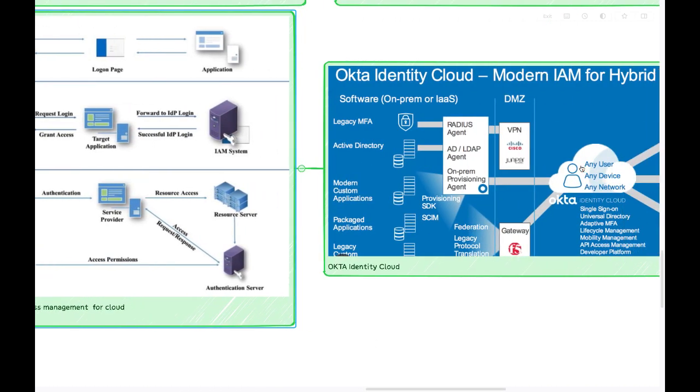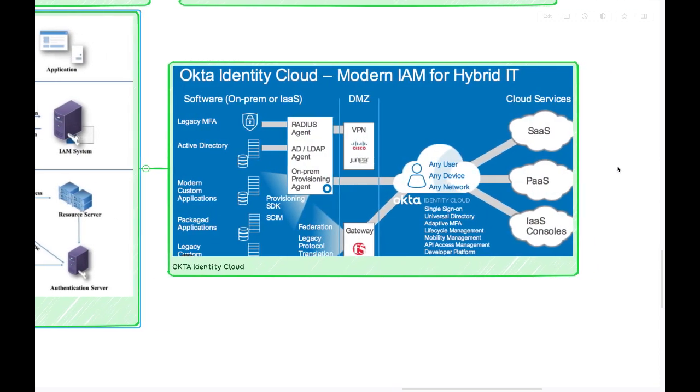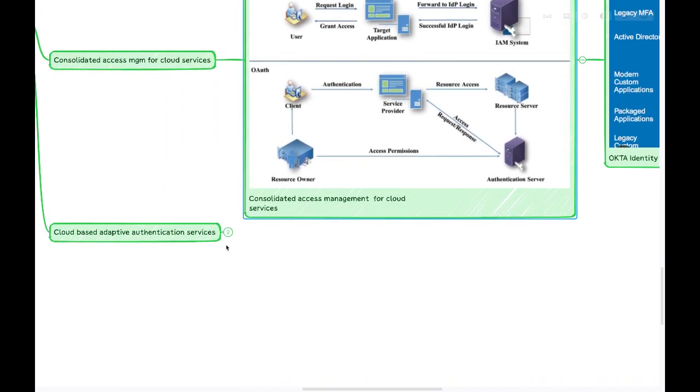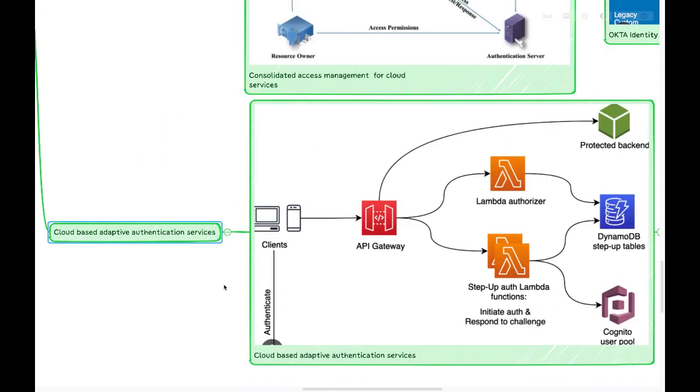Example tool: Okta Identity Cloud. Okta is an identity and access management platform that offers consolidated access management for cloud services. It enables organizations to provide secure single sign-on (SSO) access to multiple cloud applications using a single set of credentials. Administrators can centrally manage user access, enforce multi-factor authentication (MFA), and apply security policies across different cloud services through Okta's centralized dashboard. Cloud-based adaptive authentication services.